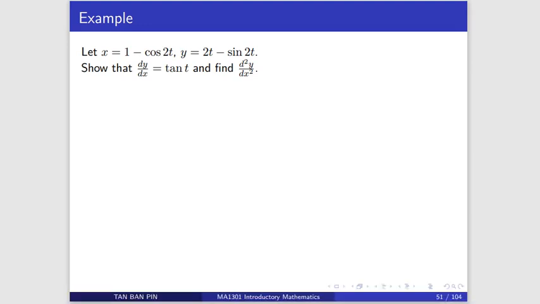We'll look at another example on parametric equations and finding d²y/dx². And of course, before you find d²y/dx², you have to find dy/dx. So in this question, you are asked to show dy/dx is tan t, and then find d²y/dx².